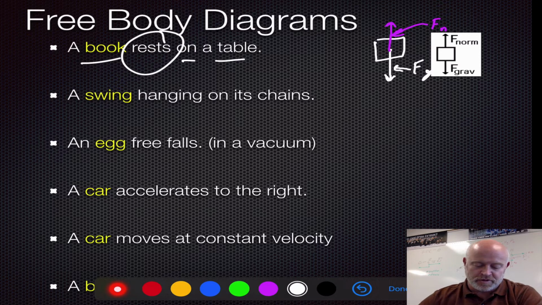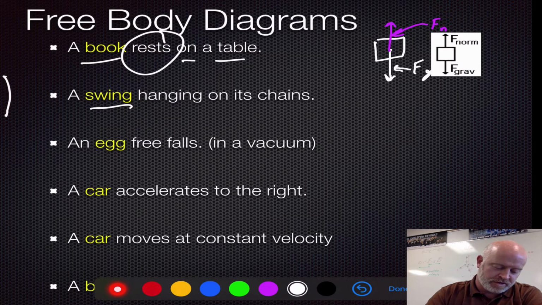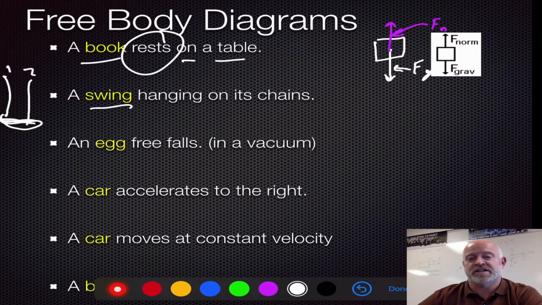Next one down here, we have a swing hanging on its chains. So now we have a swing and it's hanging on its chain. I'm envisioning a swing coming down, with a little seat for that. So I have two different chains I need to work with. And I'm looking at some tension now, because the chains are going to provide tension force to that swing when someone sits on it.